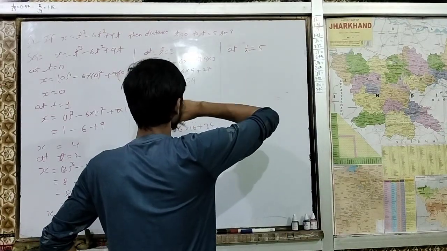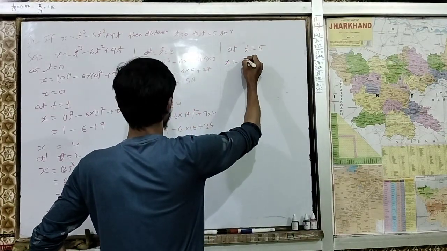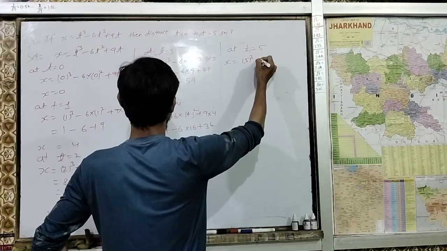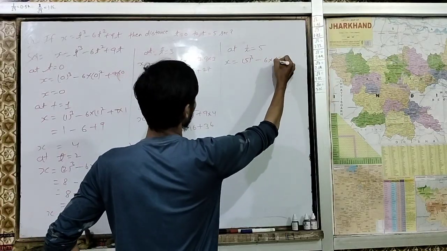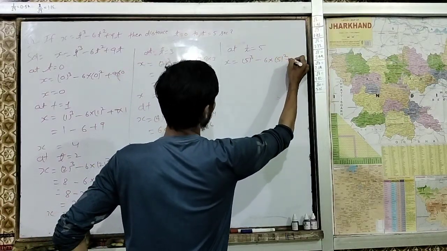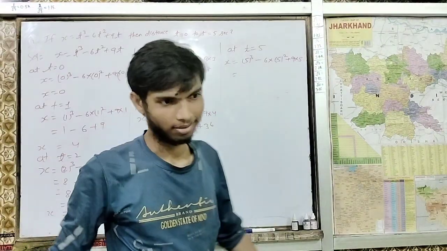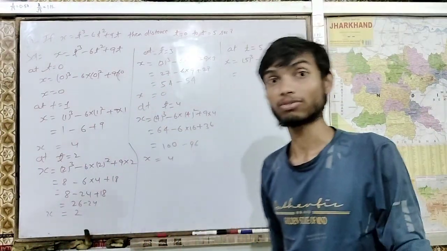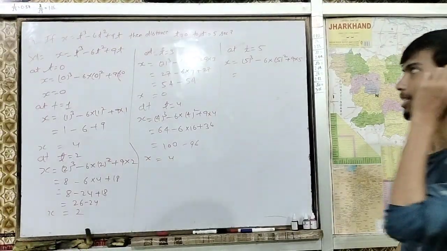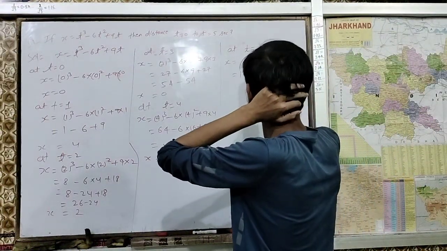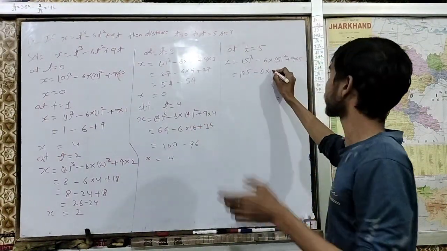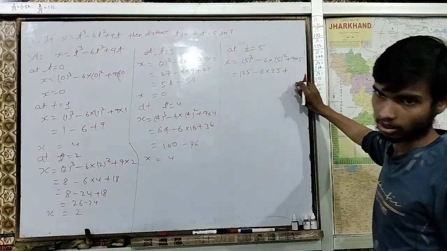Now x is 5 raised to power 3 minus 6 multiplied by 5 raised to power 2 plus 9 multiplied by 5. 5 5s are 25, 25 5s are 125, minus 6 multiplied by 5 5s are 25. 9 5s are 45.